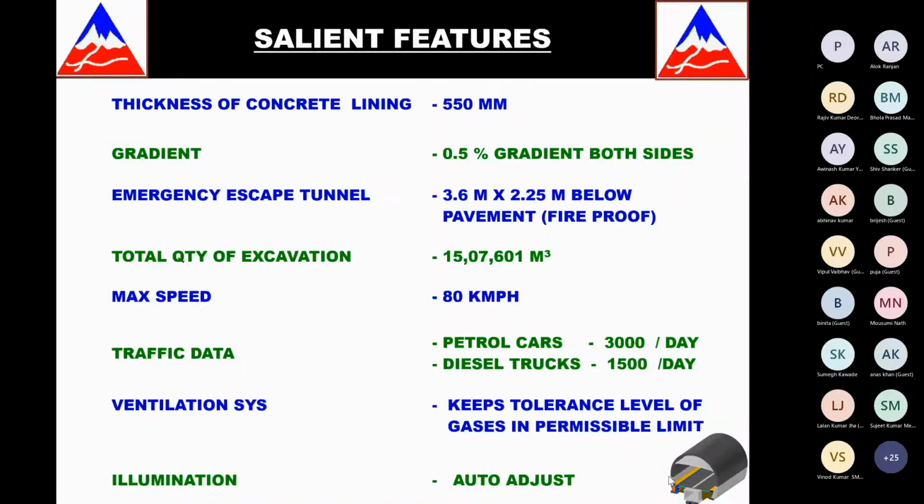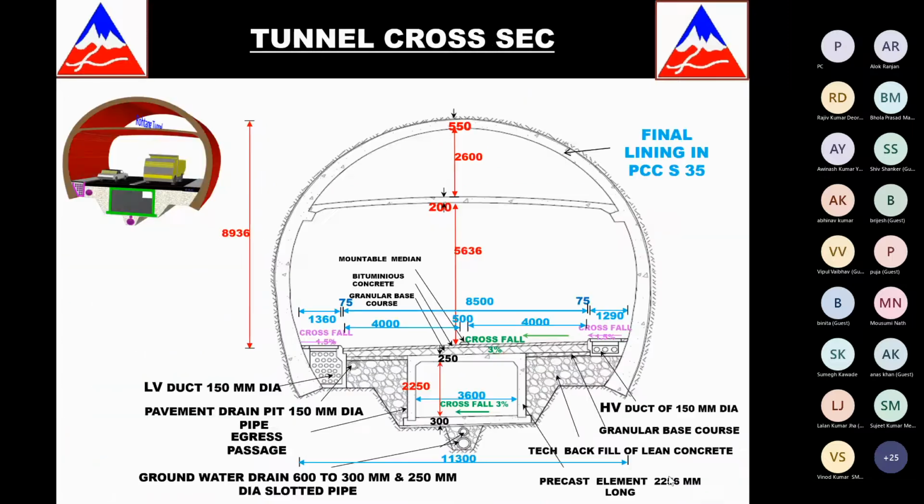I'll not cover this part. I'll just cover a few things so that you get an idea. What you are seeing on your screen is the cross section. This was very unique in that the escape tube was built within the main tube. The rectangular portion you have below is the emergency escape tunnel. Since it was built into the main cross section itself, this made the Rotang tunnel a very huge cross section.